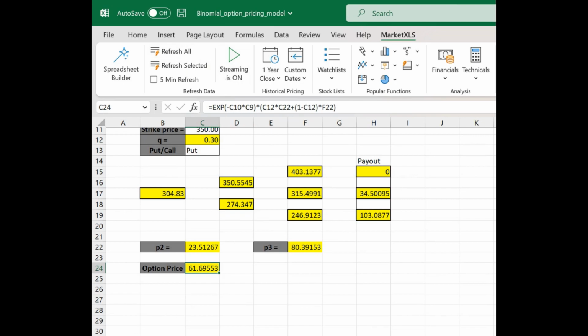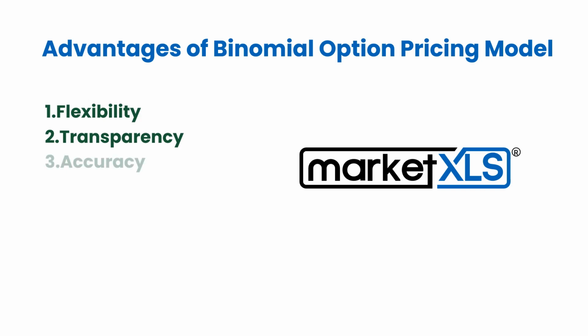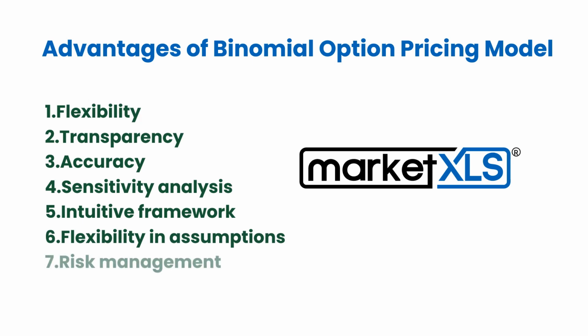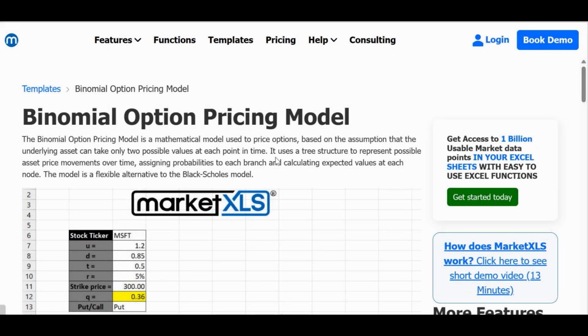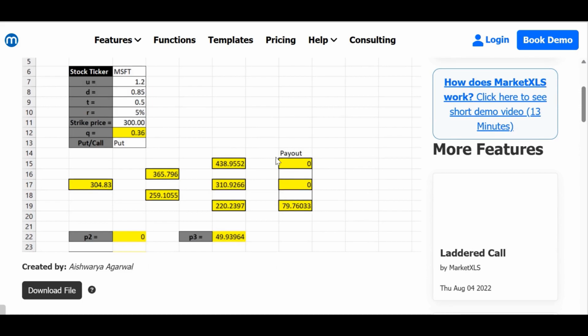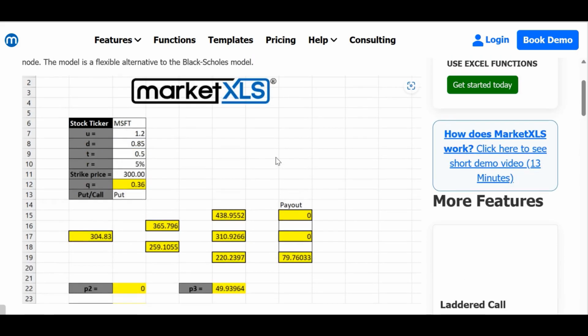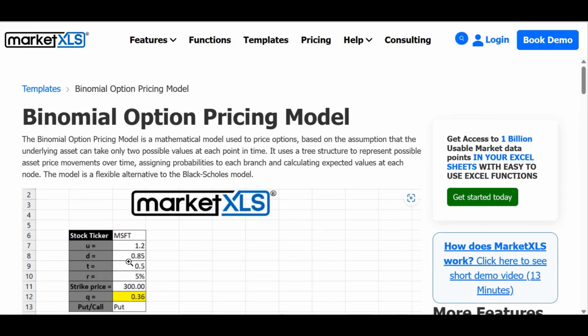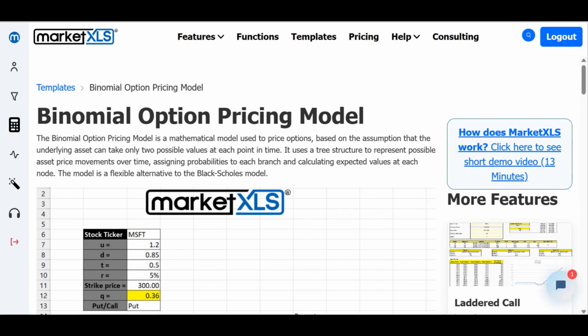The binomial option pricing model has several advantages over other option pricing models, such as its flexibility. It can be used to price options in situations where other models cannot be applied, and it allows for the inclusion of dividend yields, making it a more accurate pricing model for assets that pay dividends. By using the binomial option pricing model and tools such as Excel and MarketXLS, investors and analysts can accurately price options and make informed investment decisions. The model's flexibility and accuracy make it an essential tool in the financial industry for understanding how options work and how they can be priced.